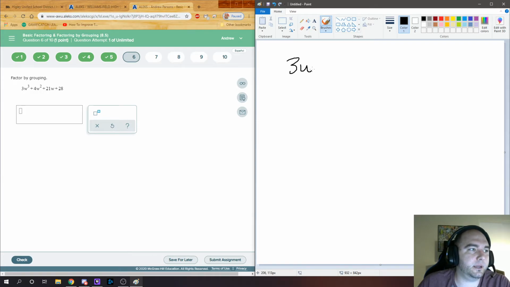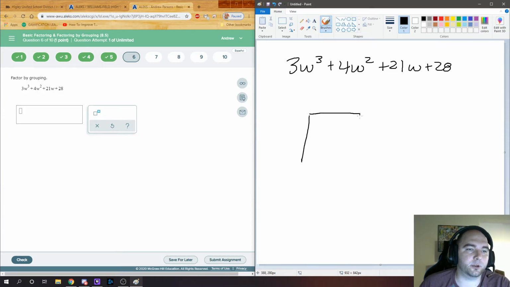So 3w to the 3, 4w squared, 21w, 28. Okay, cool. So I say, okay, I'm going to make a little 2x2 box. I'm going to write the first 2 items in there, second 2, like this. Okay, factor stuff out.